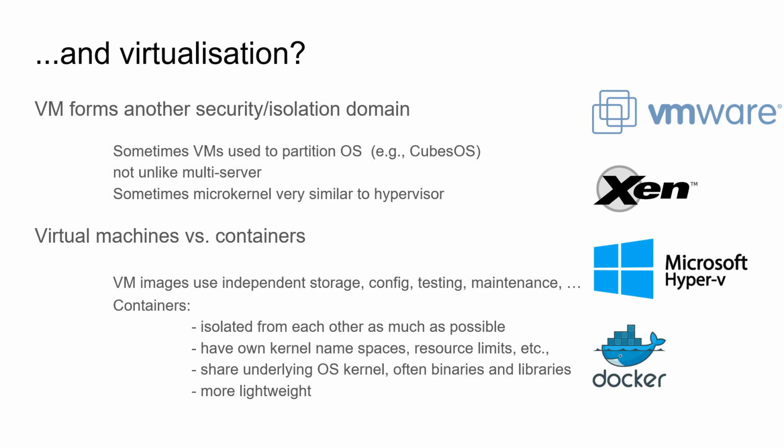So the containers are isolated as well as possible with their own kernel namespaces. They have separate resource limits, etc. But in the end, they share the same underlying operating system kernel. Often they share binaries and libraries and so on. So on the one hand, this makes containers more lightweight. On the other hand, it also means that they have slightly less strict separation than virtual machines.